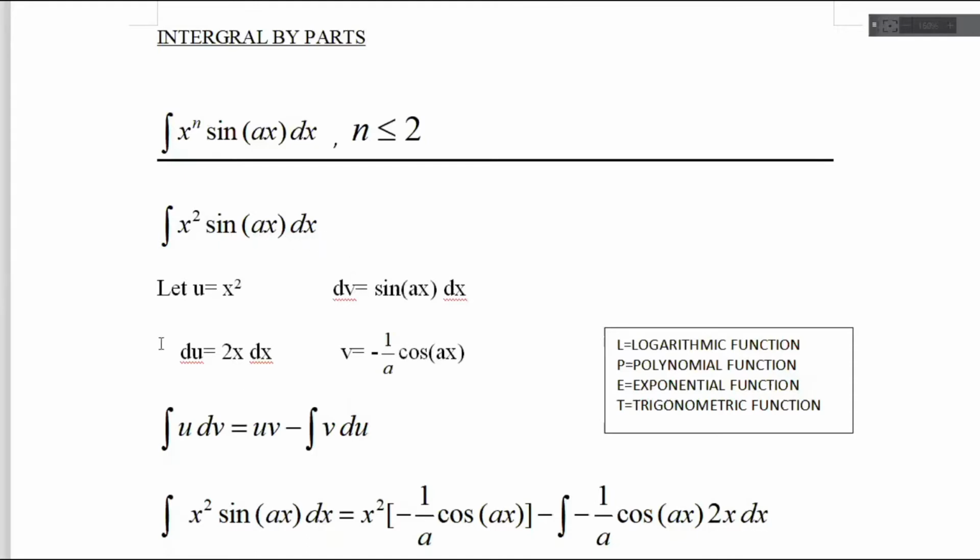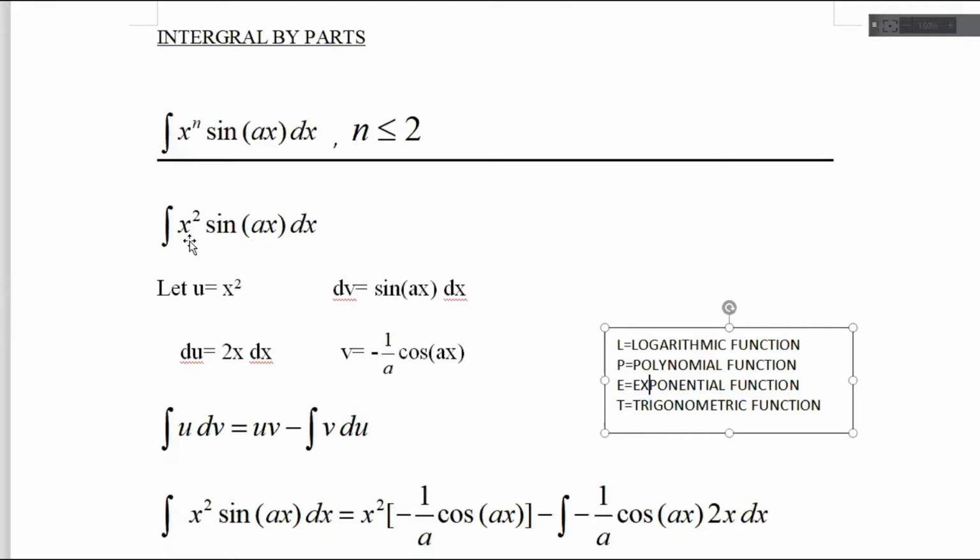So, how do we integrate this question? We must use this formula to integrate this question. Next, we must know how to determine the u and dv. How do we determine the u and dv? We use LIPAET.